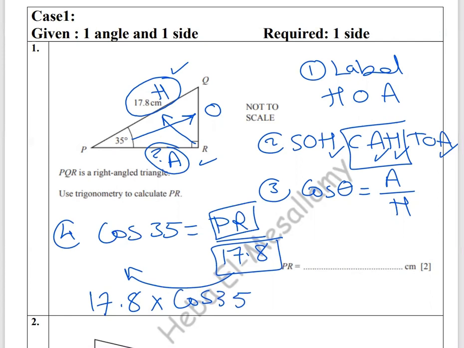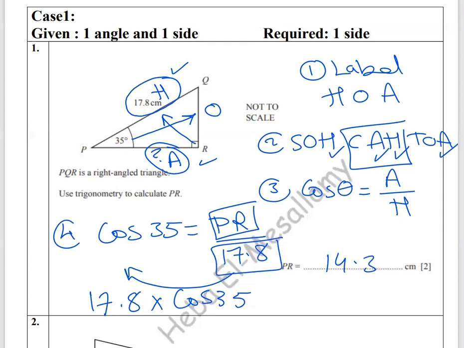Drop this on the calculator, 17.8 multiplied by cosine 35, don't forget to close the bracket, you will get 14.3351 and so on. Round your answer to 3 significant figures. So the final answer is 14.3 centimeters.